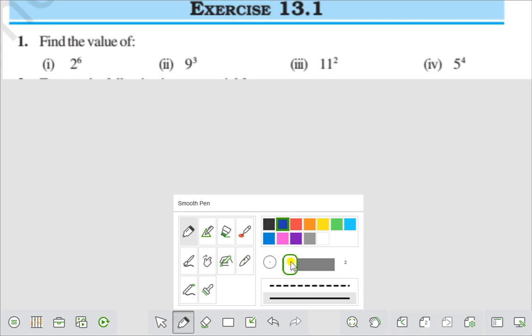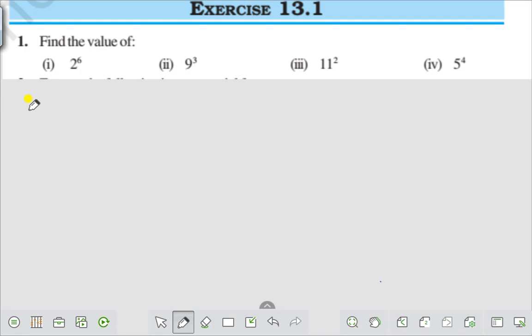Now let us find the value. Number 1 is 2 to the power 6. You write it in this way: 2 to the power 6 is 2 into 2 into 2 into 2 into 2 into 2. Number of 2s is 6: 1, 2, 3, 4, 5, 6.